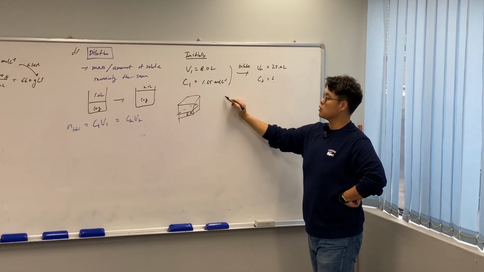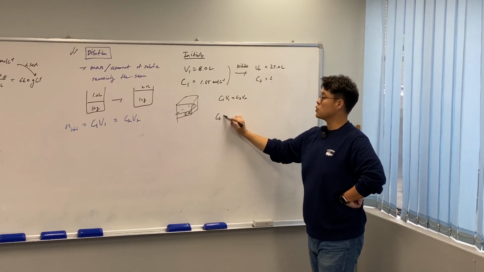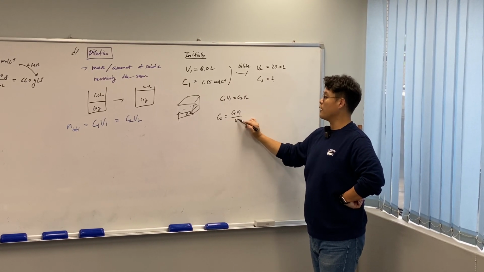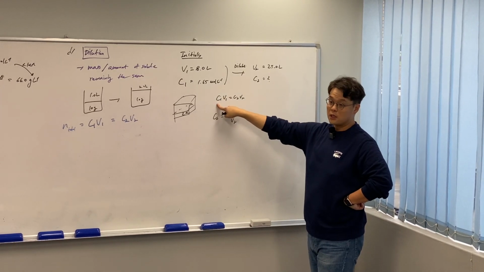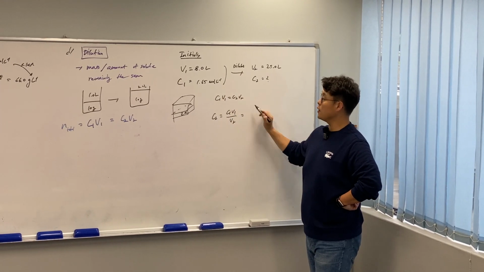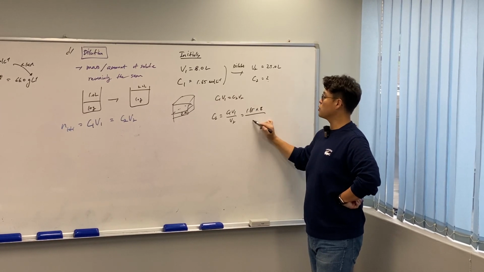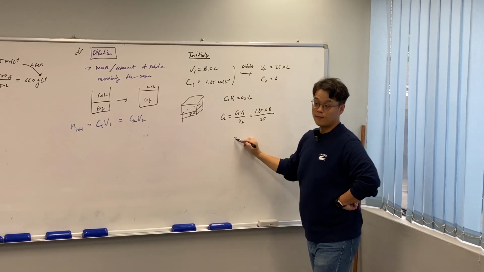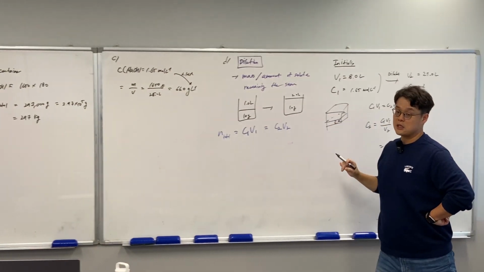So what we use is C1V1 equals C2V2, just rearranged: C2 equals C1V1 divided by V2. We show that because we understand this is the number of moles, divided by the new volume. C1 is 1.65 times 8, divided by the new volume of 25 liters. Then your final answer should be 0.528 in 3 significant figures.